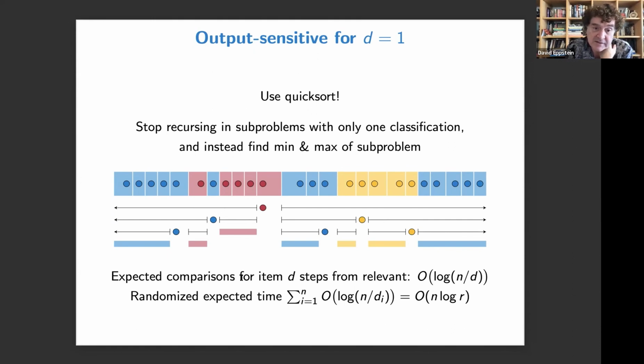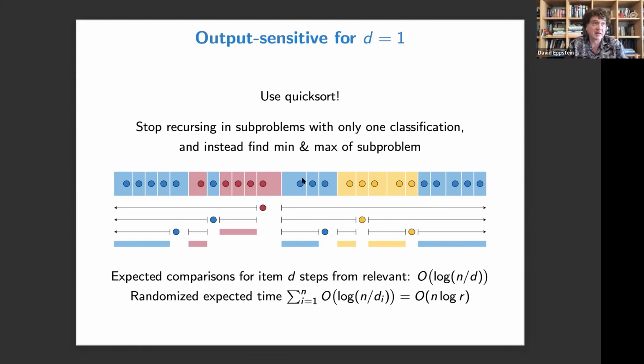If you do a little analysis of the expected number of comparisons that any item in this whole input participates in, that expected number of comparisons turns out to be a logarithm of something depending on how far it is from the nearest decision boundary. When you add that up over all of the input points and find where the decision boundaries would be to make that sum as large as possible, it turns out to be n log r. So, a very simple modification of quicksort.